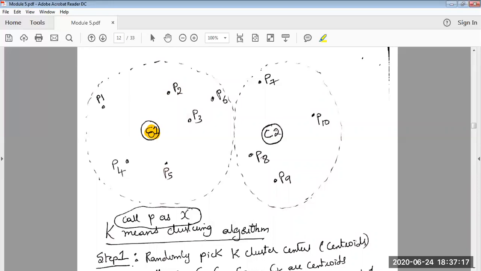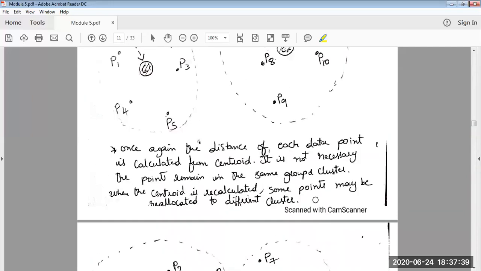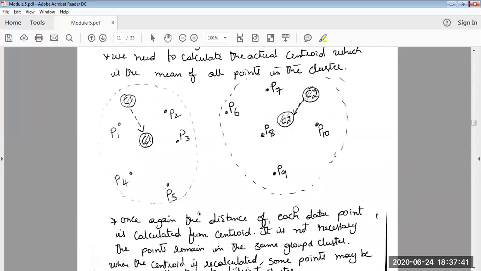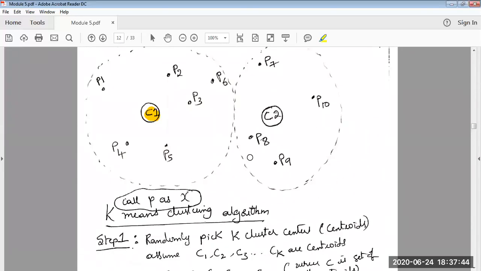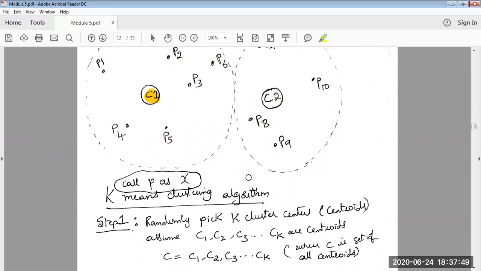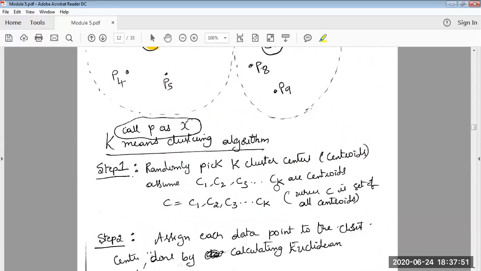What does it mean? It means that the cluster has arranged itself appropriately, with all points of cluster A being put in cluster A and all points that should have been in cluster B going and sitting in cluster B. We call it convergence, the convergence of clusters. We have a term for it. Once convergence happens, the k-means clustering algorithm will stop.